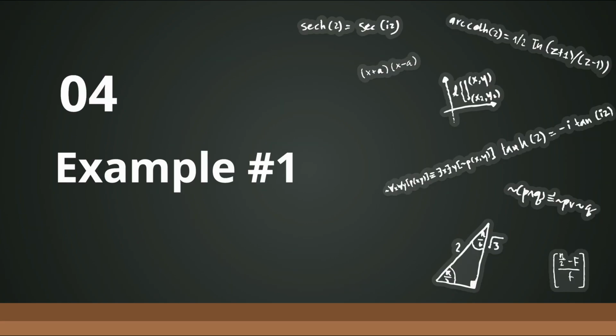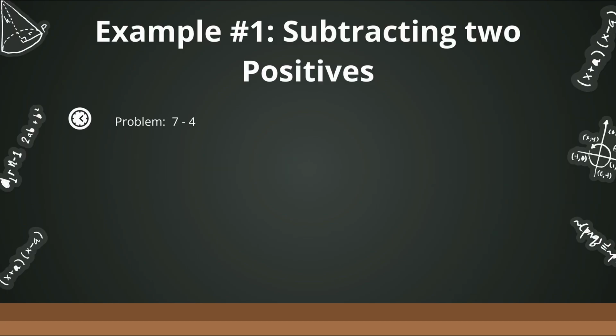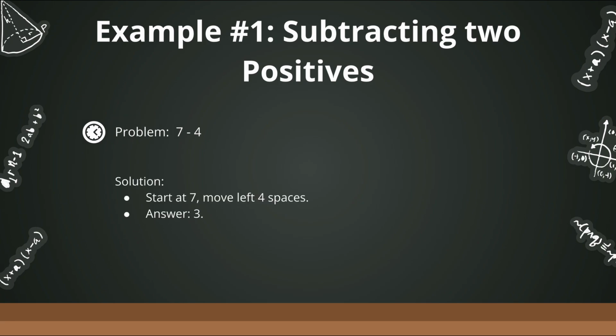Example 1, subtracting 2 positive integers. Let's start with a simple example, 7 minus 4. Think of this like how far apart 7 and 4 are on the number line. If I start at 7 and move back 4 spaces, I land at 3. So the answer for 7 minus 4 is 3. Easy, right? Now let's try with negatives.